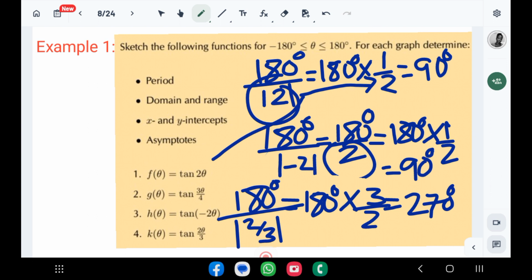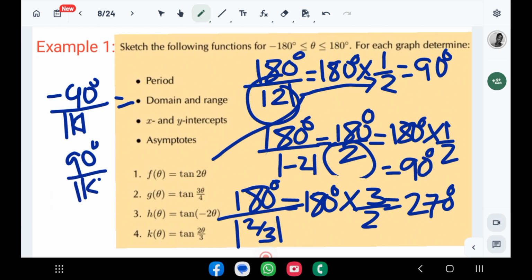Remember, your asymptotes also follow the same fashion. On the left one, you'll have negative 90 over the absolute value of k, and then calculate accordingly. On the right, you'll have 90 degrees over the absolute value of k and calculate accordingly. That is your center branch. As soon as you've got that center branch sorted out, you can duplicate that to the right and to the left by adding your period, whatever the period for that particular function is.